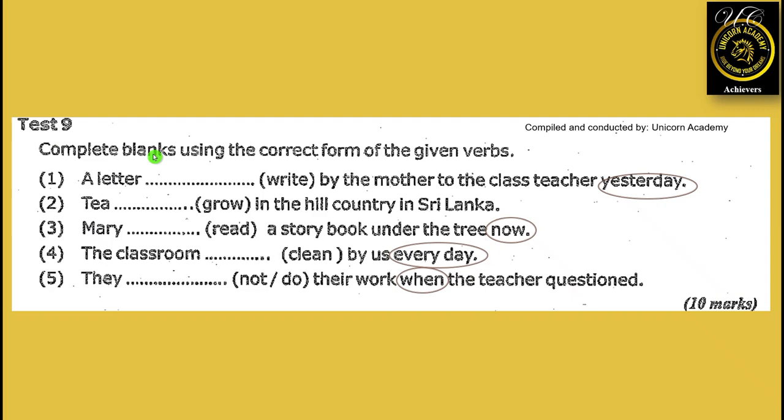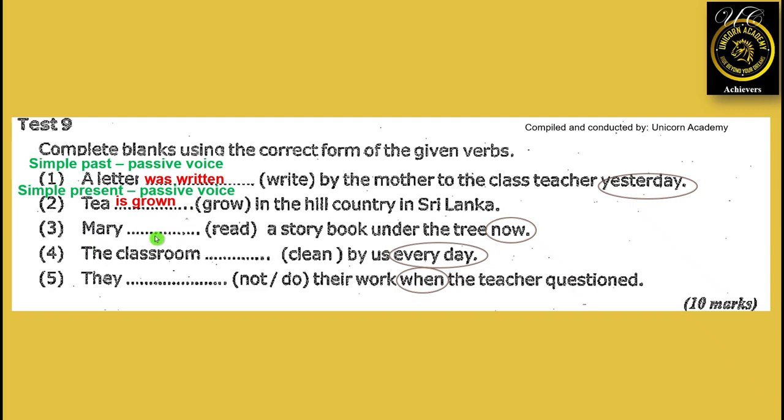Test 9. Complete blanks using the correct form of the given verbs. Number 1. A letter blank write by the mother to the class teacher yesterday. Clue is yesterday. We have to write the answer in simple past passive voice. The answer is was written. Number 2. Tea blank grow in the hill country in Sri Lanka is a general truth, general condition. We have to write the sentence using simple present passive voice. Is grown is the answer.